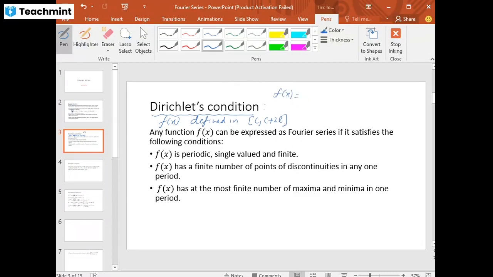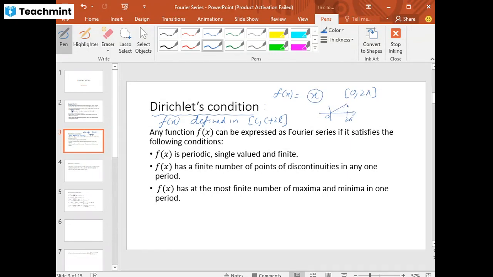For example, your function is given as f of x equal to x in the interval 0 to 2 pi, say. What does this interval represent? Obviously, you can see here your function f of x is x in the interval 0 to 2 pi. If we plot the graph, it looks like this.